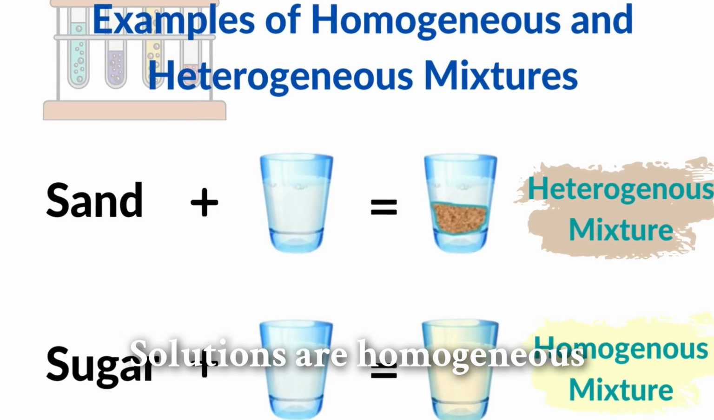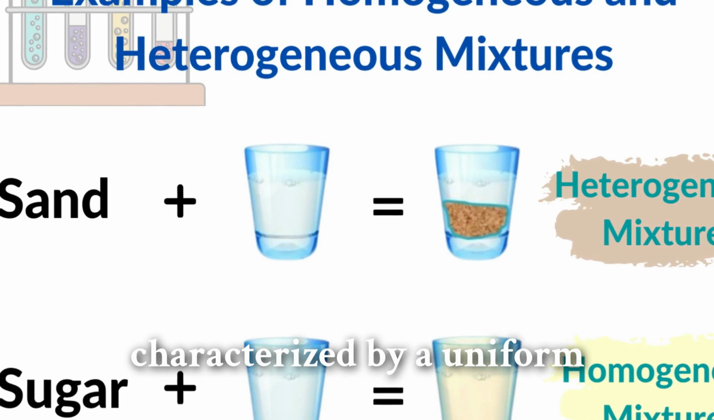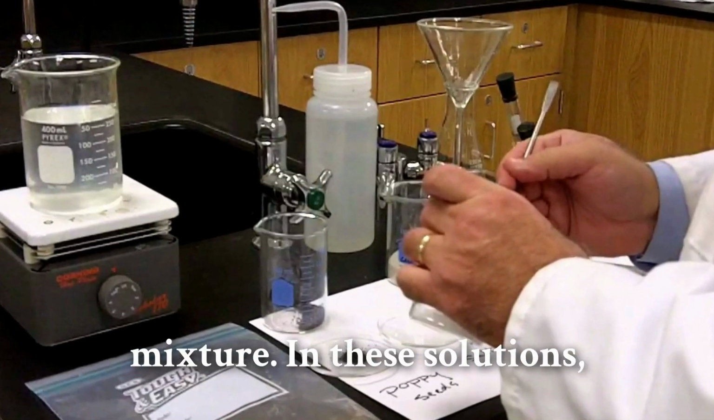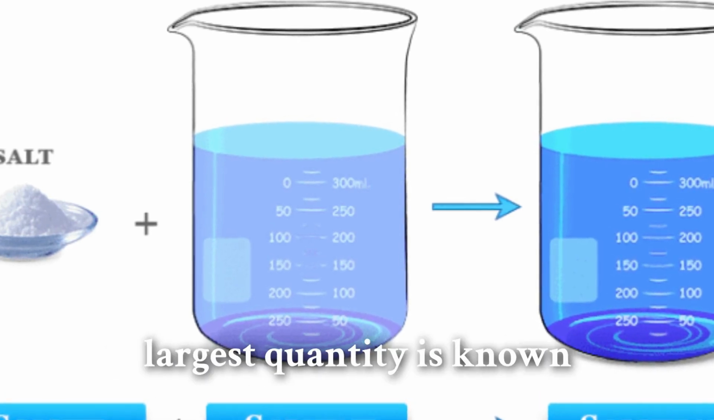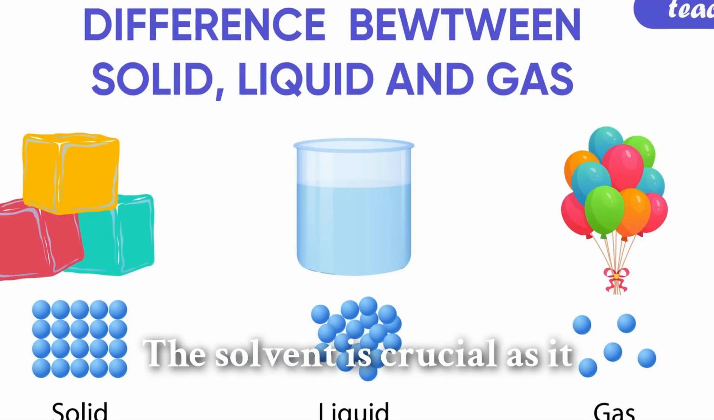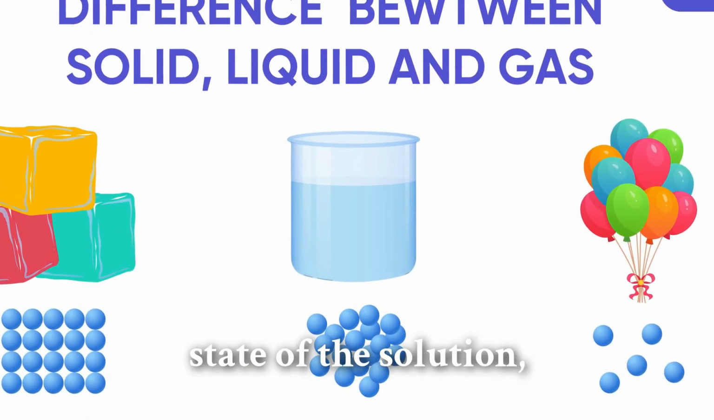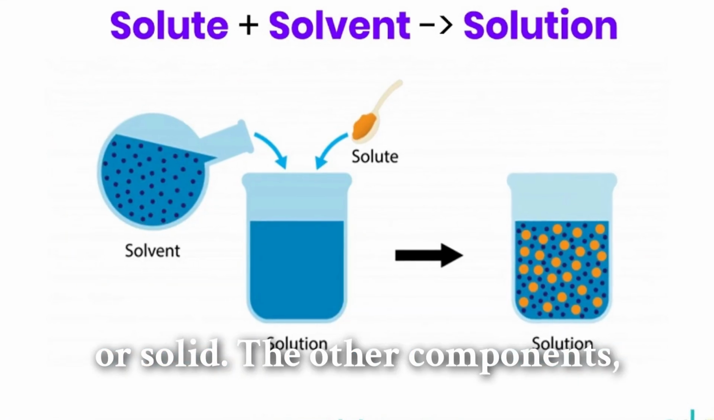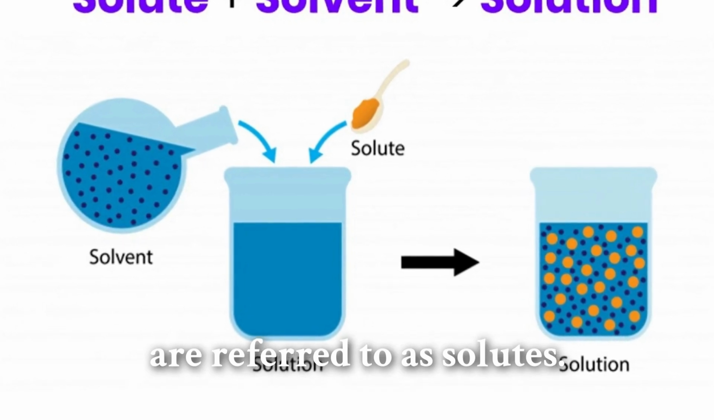Solutions are homogeneous mixtures made up of two or more components, characterized by a uniform composition and consistent properties throughout the mixture. In these solutions, the component present in the largest quantity is known as the solvent. The solvent is crucial as it determines the physical state of the solution, whether it is a liquid, gas, or solid. The other components, which are not the solvent, are referred to as solutes.